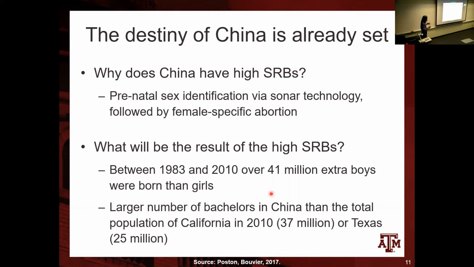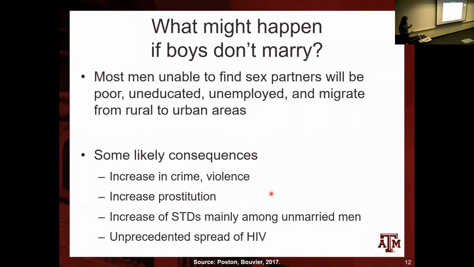But he started to see, in terms of the projections of this population, between 1983 and 2010, over 41 million extra boys were born than girls in China. So, related to what I said before, a larger number of bachelors in China than the total population of California or Texas. And a lot of these guys going out of the country to try to marry women in other places. So all that creates all these issues. And he also goes on.